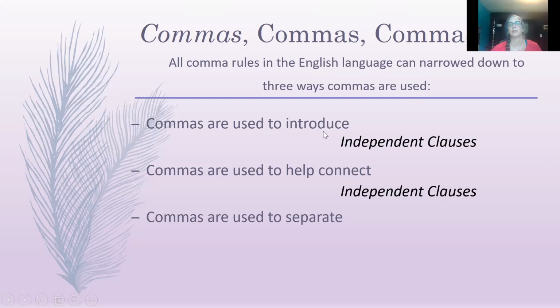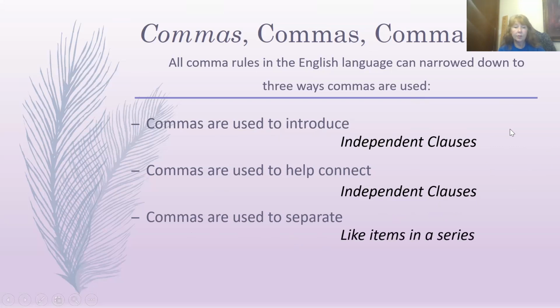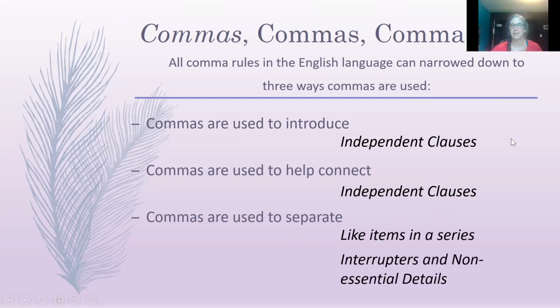They are from our first workshop. We learned that commas are used to introduce independent clauses. Let me clarify: in our first workshop on commas, we looked at commas to introduce independent clauses, and we looked at commas to help connect independent clauses. In this workshop, we've looked at all of the ways commas are used to separate. So now you're on track. What are some of the things they're used to separate? Like items, interrupters, and non-essentials. Like items in a series, interrupters, and non-essential details.